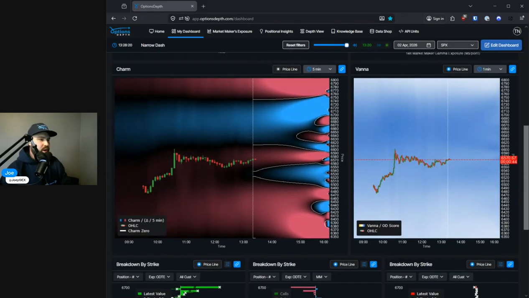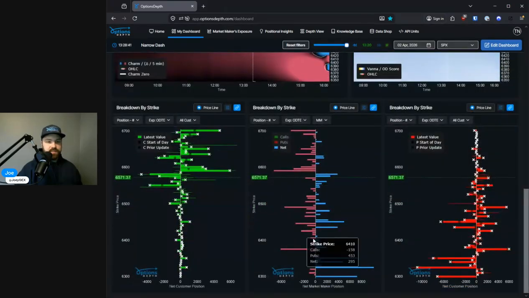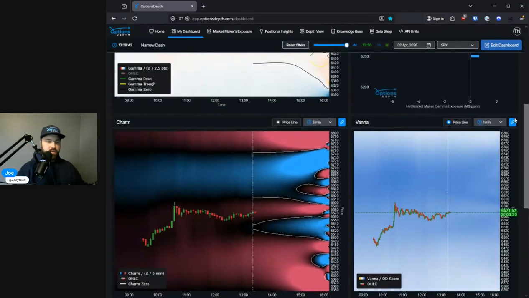This is where we get more confusion sometimes. Charm is probably even simpler to understand, in my personal opinion. All charm is how the delta of the market maker's book changes with respect to time. Okay, so let's say on a 0 DTE basis that these were the positions that we had for today, that you guys can see. And let's say no one was buying or selling anything. We were just flat. There's no buying, no selling, and no one's changing their positioning.